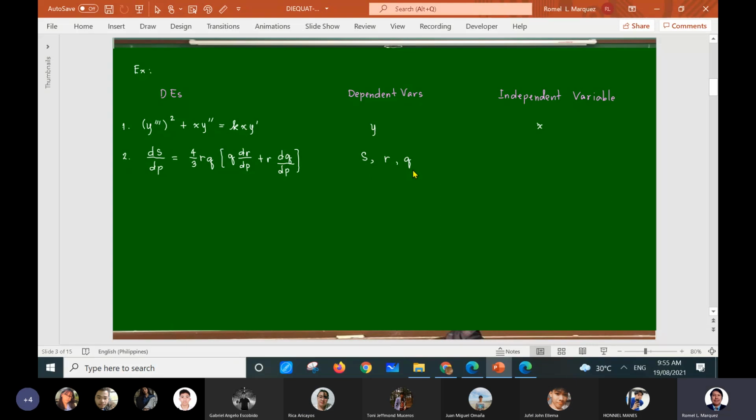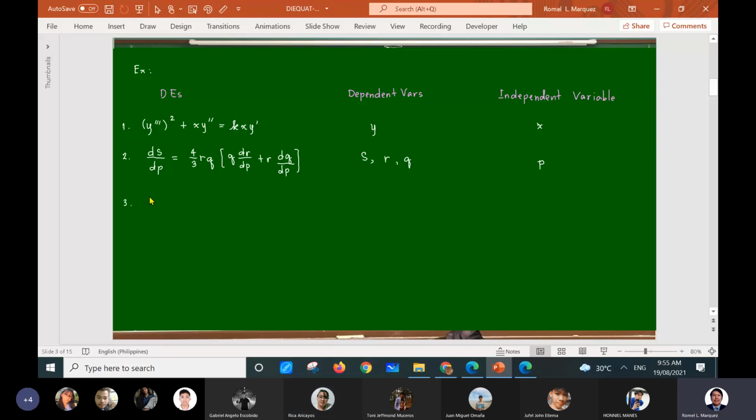And what about the independent variable? Just P, no? Because these variables are differentiated with respect to that letter. So the only independent variable here is the P. Okay, guys? Yes, sir.